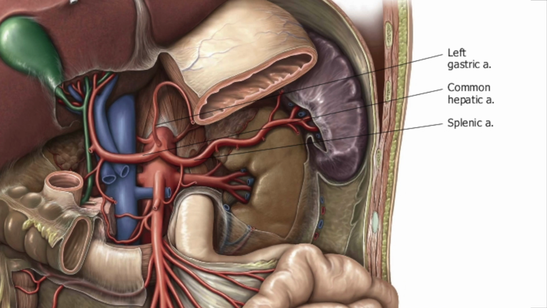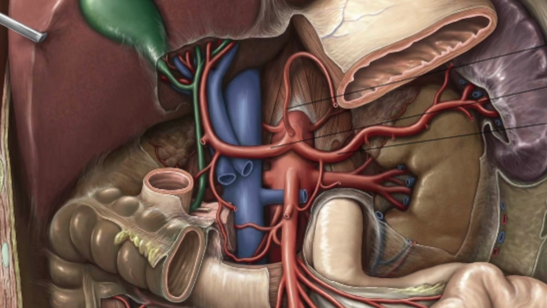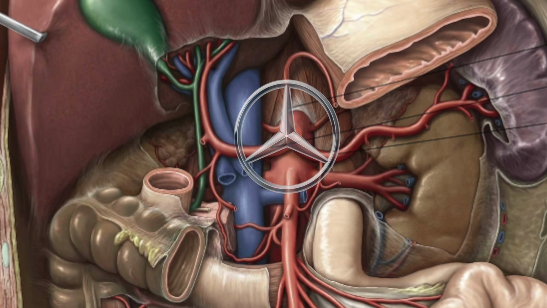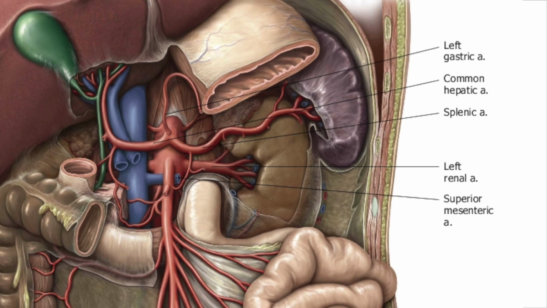The splenic artery, left gastric artery, and common hepatic artery branch off the celiac trunk like the spokes of the Mercedes-Benz sign. Just inferior to the celiac trunk is the superior mesenteric artery. This supplies the majority of the small intestine and part of the large intestine. The renal artery branches on either side of the aorta to supply the kidneys, which are located on either side of the lumbar region of the posterior abdominal wall.